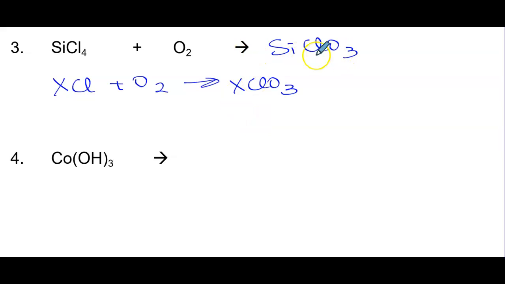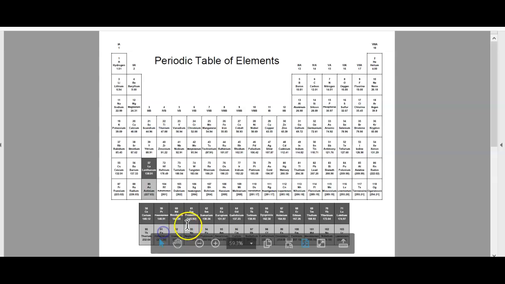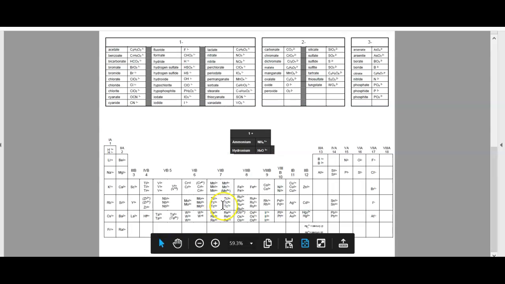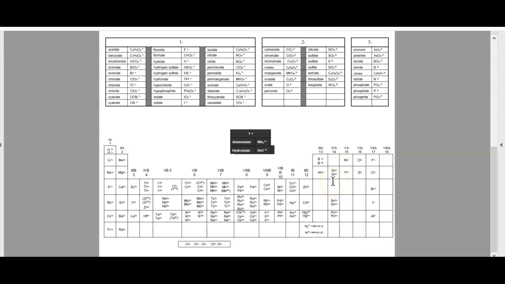Now I can't just put this together. I have to think about the charges. I know that ClO3 is a -1 and Si has multiple charges. So I have to figure out what its charge is from my ion sheet. So what I mean by that is, as I look at Si can have multiple charges. Up here, right here, sorry. Had difficulty finding that for a moment for some reason. Okay, so Si can be a 2 or a 4.